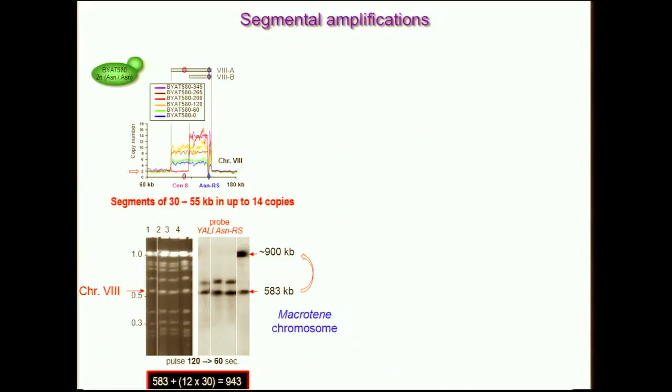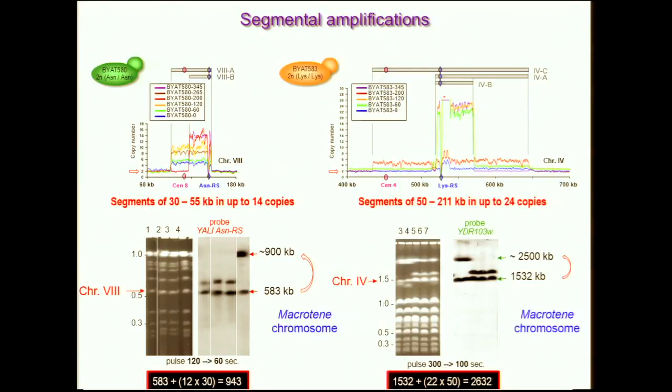So we concluded that chromosomes have expanded almost double by amplification of an internal segment on chromosome 8. That internal segment carries asparagine synthesis from Yarrowia. On chromosome 4, the same with lysine.